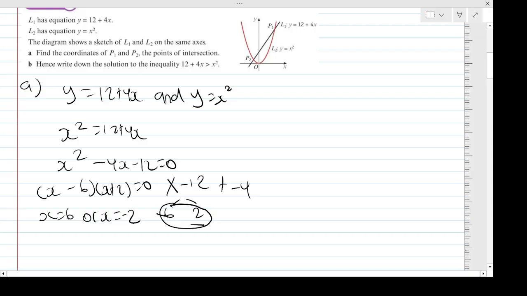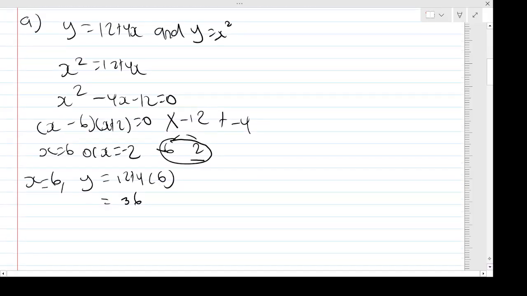To get the y value, we just substitute it into either equation. Firstly, when x is 6, y would be 12 plus 4 lots of 6. I'm just using the calculator quickly. That would be 36, okay. And likewise, when x is minus 2 instead, y will be 12 plus 4 lots of minus 2. Again, I'm just substituting x into one of the equations to get the y value. That would be 4. Cool.